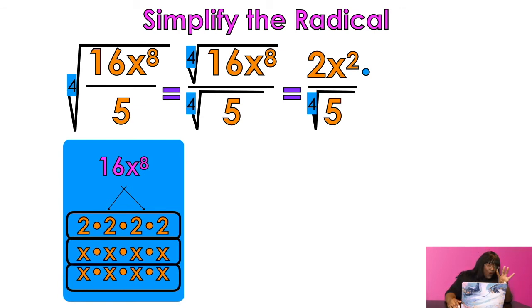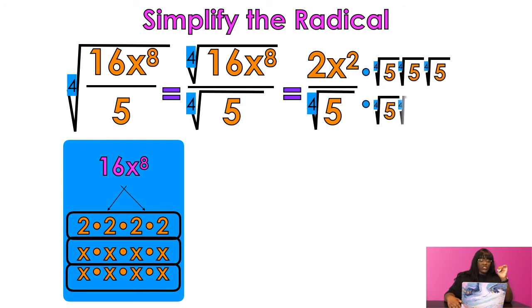I'm going to have to have 4 fives on the bottom. So that means 3 more of them, multiplying by 3, because that's already the one that's in the problem, right? So I'm multiplying by the fourth root of 5, fourth root of 5, fourth root of 5. If I do it on the bottom, I have to do it on the top.